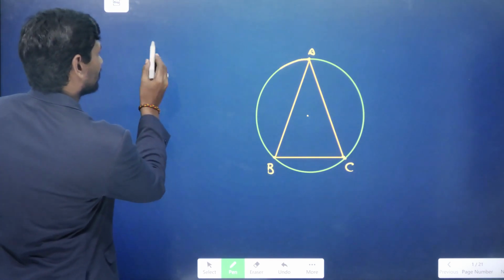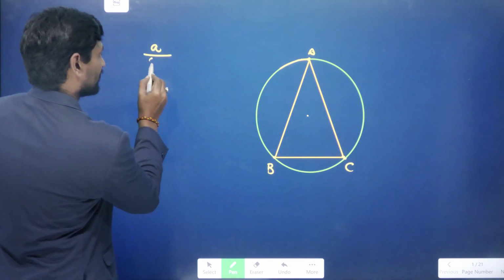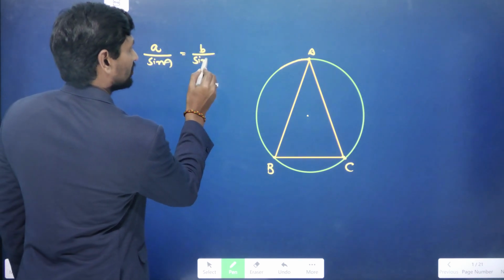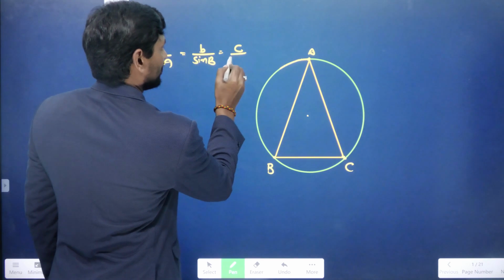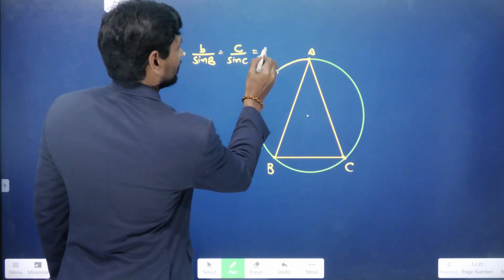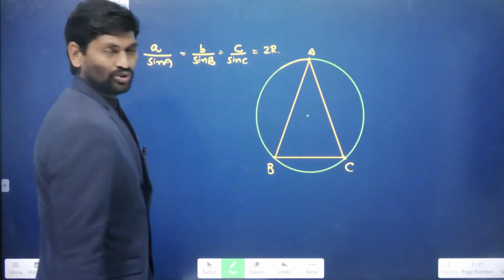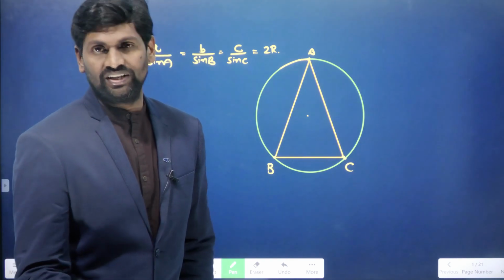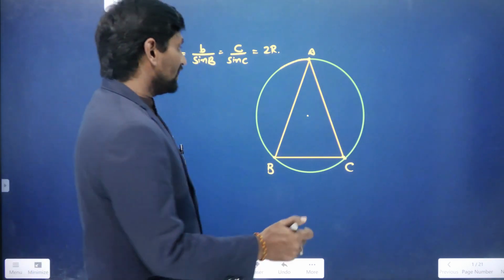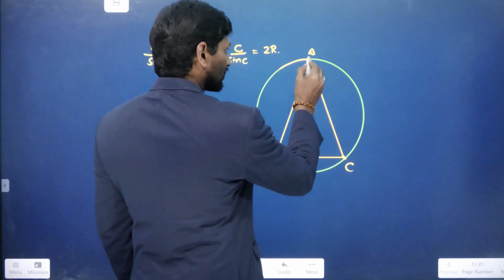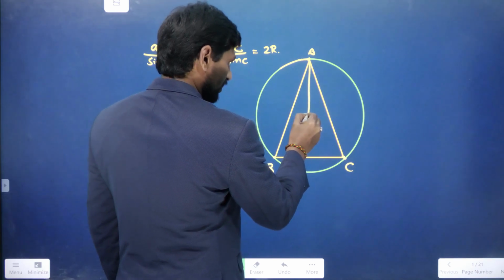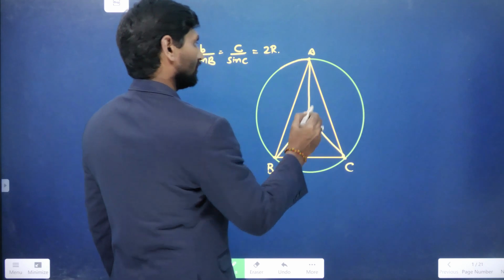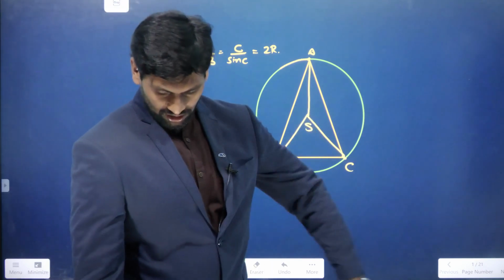While you are observing that, we know the sine rule, that is a by sine A equals b by sine B equals c by sine C, that is equal to 2R. Am I right? 2R or any constant. What is that R? R is the circumradius. Circumradius is nothing but the distance from the center to its circumference, or SA or SB or SC. These three are equal. Okay?